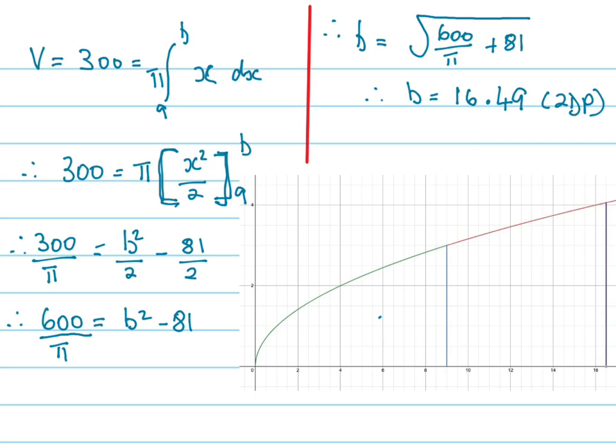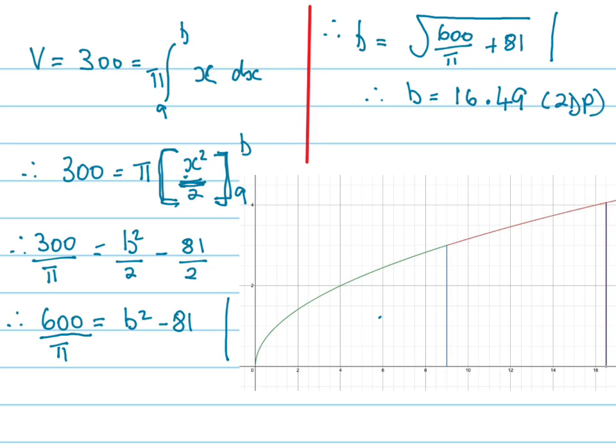So moving right along, we've got 300 on pi, so I just divided both sides by pi there, equals, substituting b into my integrand here, b squared over 2 minus 9 squared over 2. That comes down to, I've multiplied through by 2, so 600 over pi, clearing the denominators on the right hand side, equals b squared minus 81. And adding 81 to both sides and taking the square root lands me here. So it turns out that b would equal 16.59.